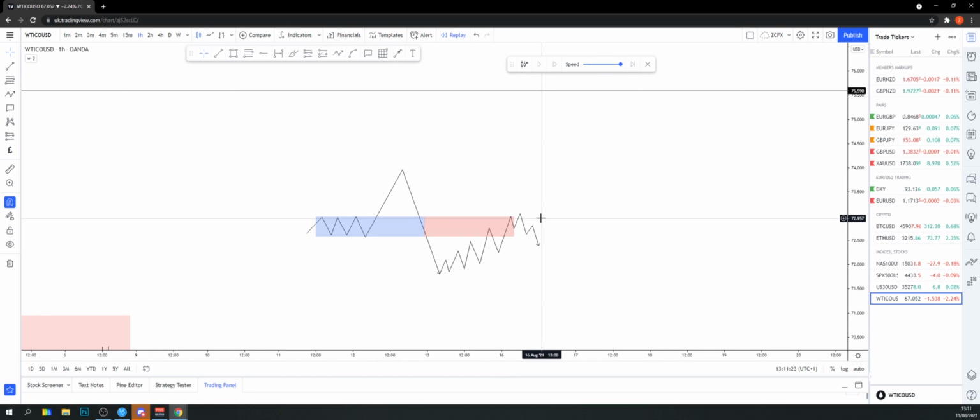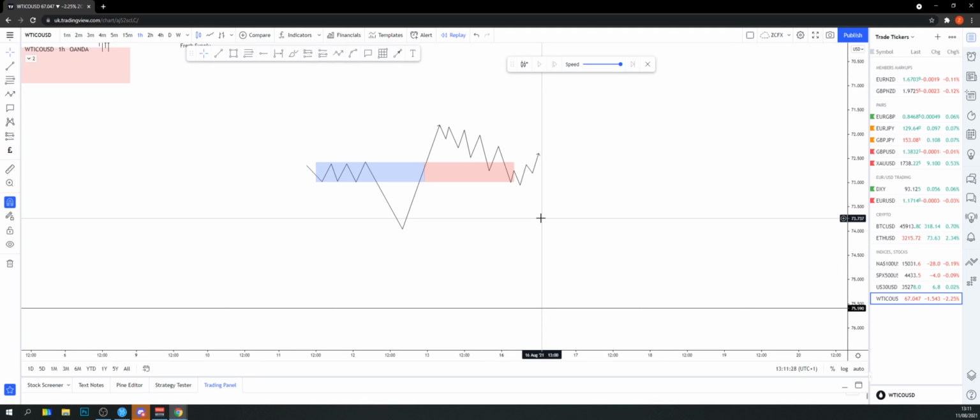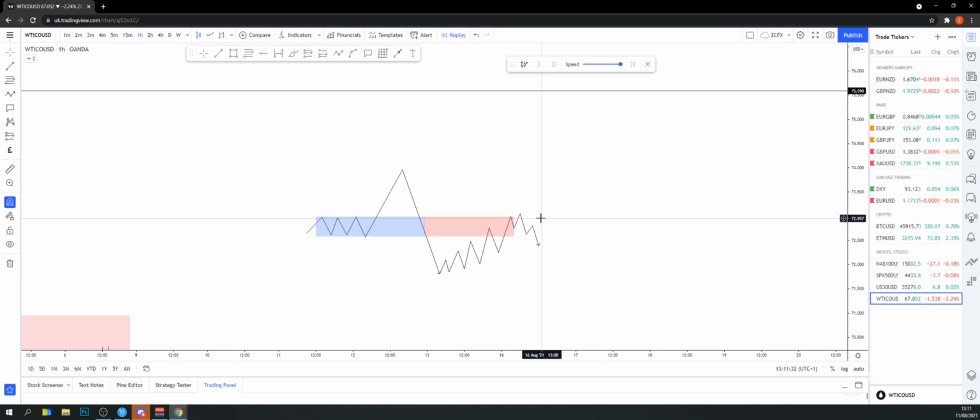But that's pretty much it when it comes to break demand to supply, in the exact same way as break supply to demand. It's literally the exact same method, but as long as you understand order blocks, this is the main thing. You must understand order blocks in order to understand these range create supply and demand zones and the break demand to supplies.